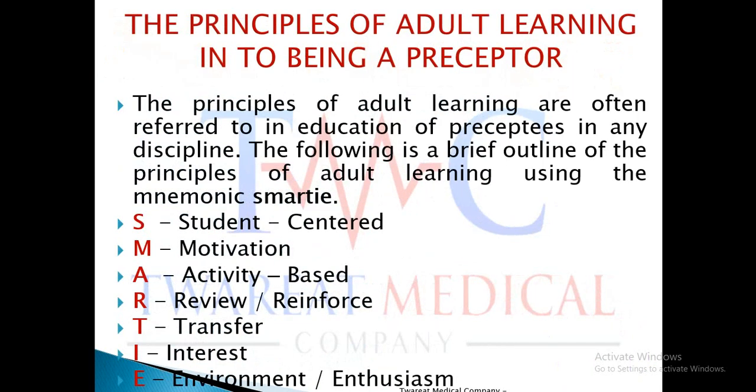The principles of adult learning applied to being a preceptor. The main principles of adult learning are often referred to in the education of preceptees in any discipline. The following is a brief outline of principles of adult learning using the mnemonic SMART T, which means S, student-centered; M, motivation; A, activity-based; R, review-reinforced; T, transfer; I, interest; E, environment or enthusiasm.